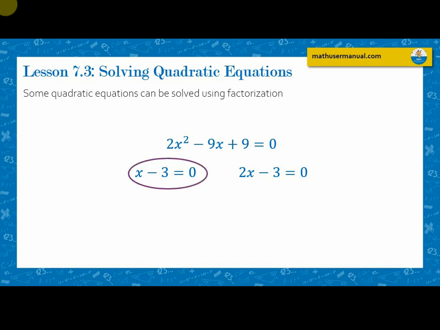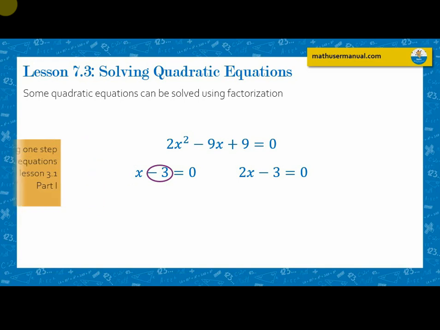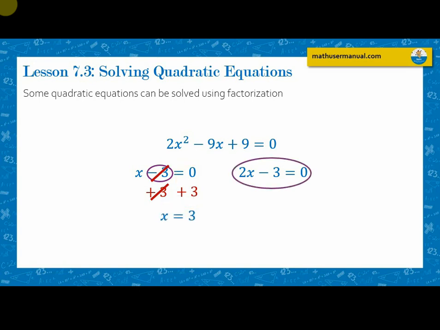We start with x minus 3 equals 0. We need to take care of the minus 3. We need to move it to the other side. We learned this in lesson 3.1, solving one-step linear equations. The inverse operation of a -3 is a +3 because that way they cancel. But if we do +3 on the left, we also have to do +3 on the right. And then we get 0 plus 3, and 0 plus 3, x equals 3. Now we take care of the other equation.